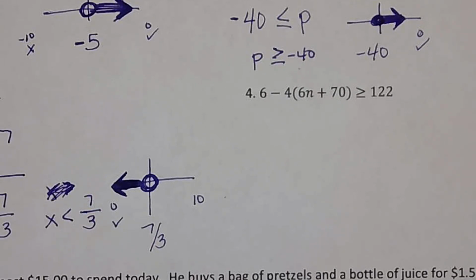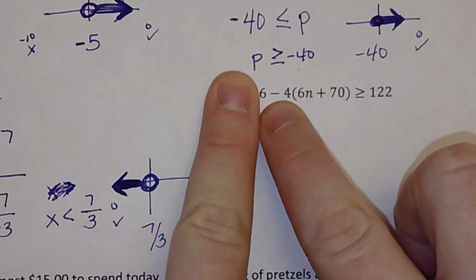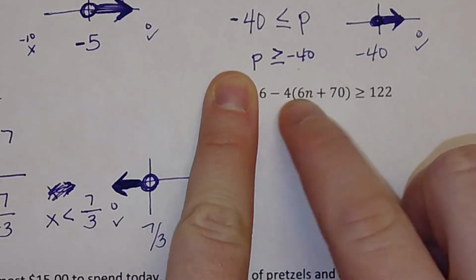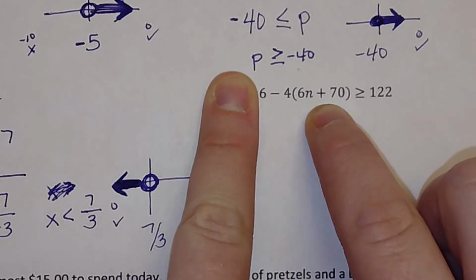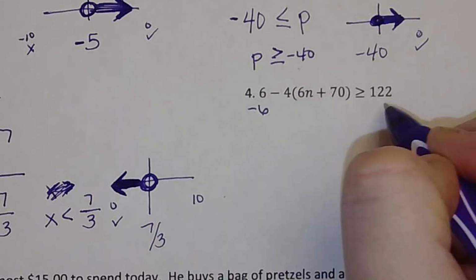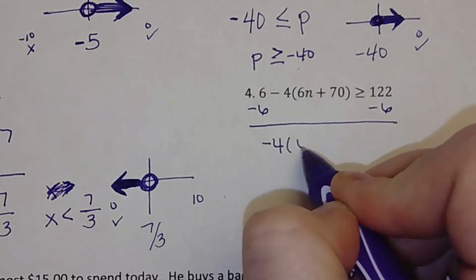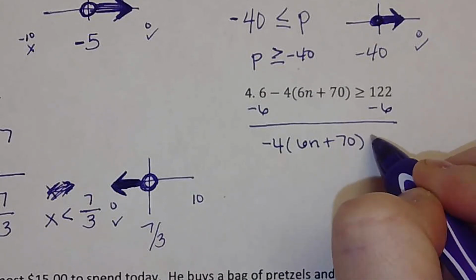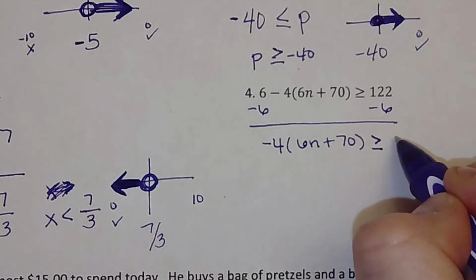This one has a little bit more going on. This 4 is not a part of the problem. You may not subtract this to get 2 first. These are two different things. You have negative 4 times this, or you have 6 minus the quantity of 4 times 6n plus 70. So what I would do first is move the 6. So negative 4 times 6n plus 70 is greater than or equal to 122 minus 6, which would be 116.